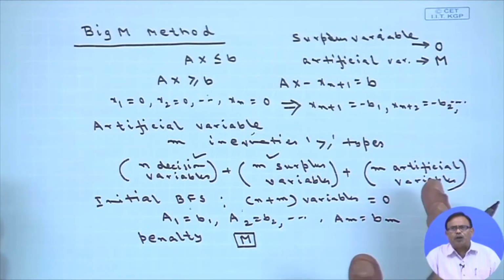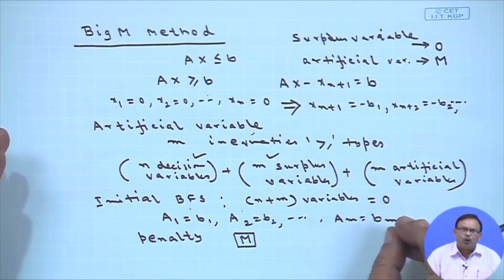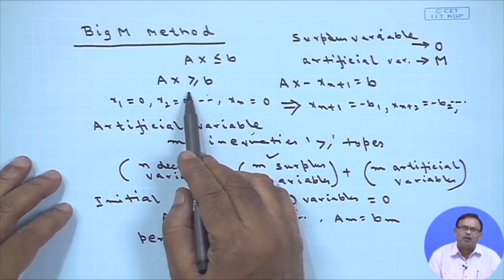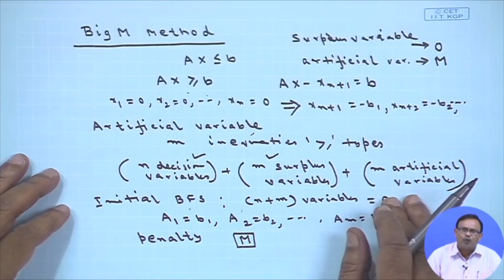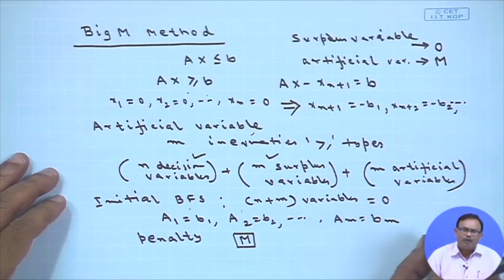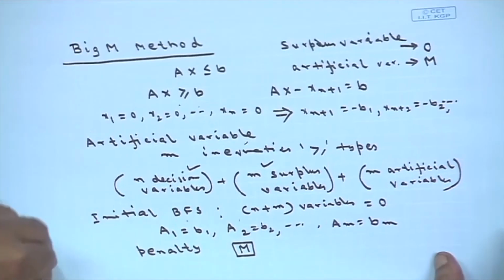In the normal case, whenever you have less than equals type constraints, you are introducing a slack variable to make it the equality type. If you have a greater than equals type of equation like this, then you are attaching one surplus variable as well as one artificial variable, and in the cost function, for the surplus variable the coefficient will be 0, and for the artificial variable a very high value, say M, we are attaching to the cost function. So, your problem would be like this.